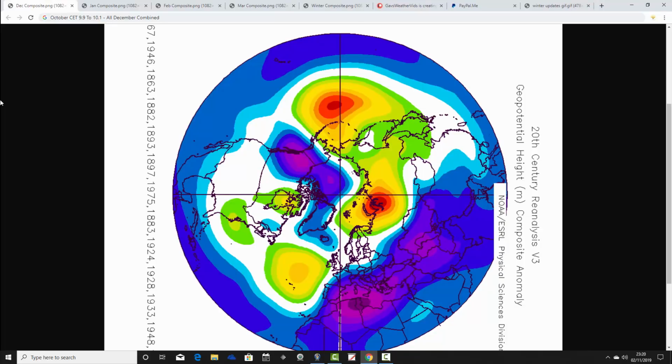Putting all of that together, this is how all Decembers combined look following that October CT range. And by the way, we have to narrow the CT range down a little bit more.